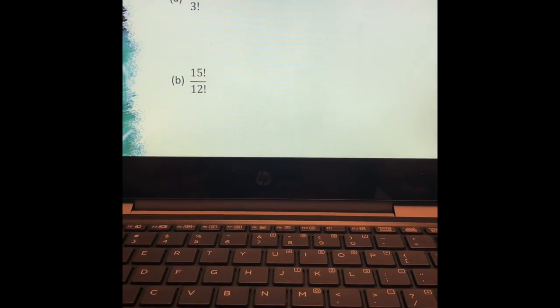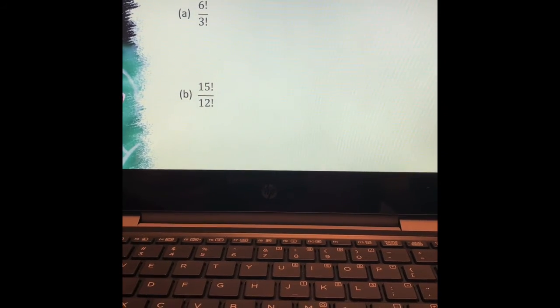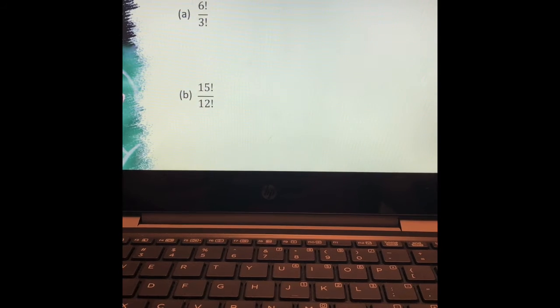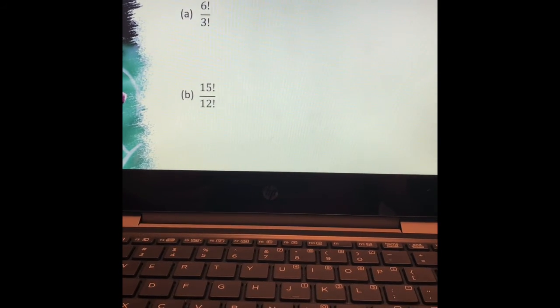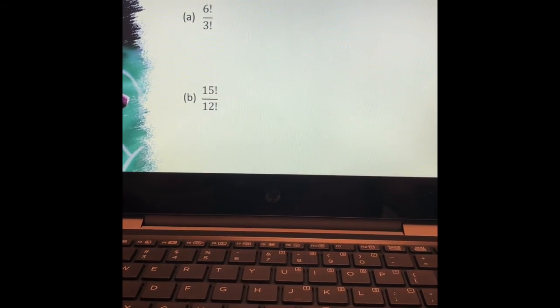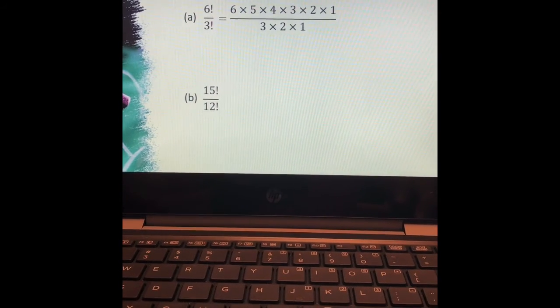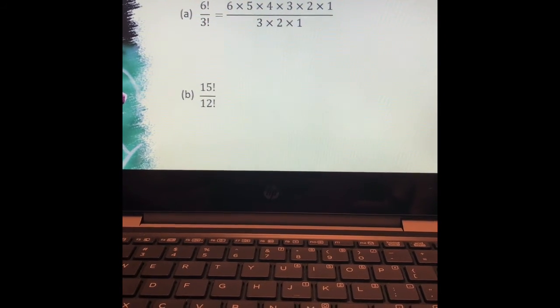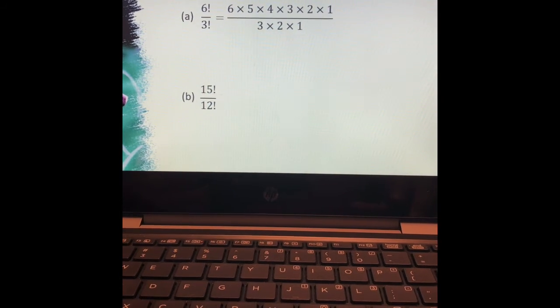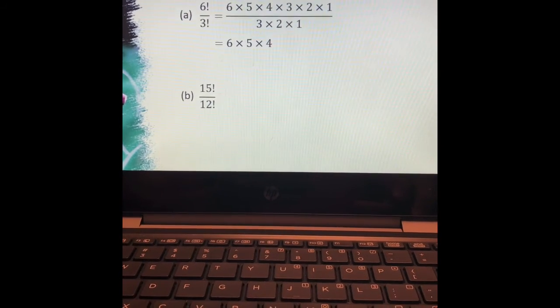Simplify each of the following without using a calculator. So, the reverse of what we just did. What does A look like? In the numerator, you've got 6 times 5 times 4 times 3 times 2 times 1 all the way down. In the denominator, you have 3 times 2 times 1. Those 3, 2, and 1s are going to cancel out. So there's what it looks like visually, but you can cancel out 3, 2, and 1, and all you're left with is 6 times 5 times 4.